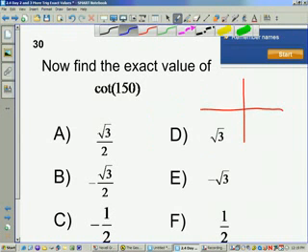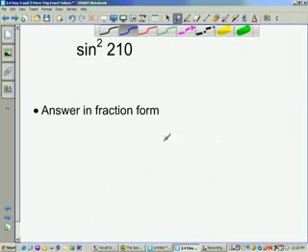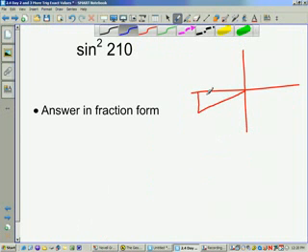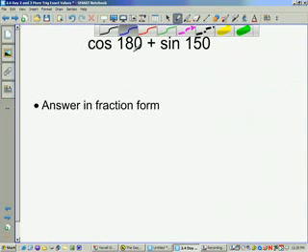Cotangent of 150 is going to be out here, where we have 30 degrees, 1, 2, root 3, and that's negative, so it'd be root 3 over 1, negative. Now if we have the sine of 210, 210 would be down here, so the sine would be opposite, which would be -1 over 2. So this would be like taking -1/2 and squaring it. So negative times negative will be positive, so it'd be 1 over 4. That's our answer.